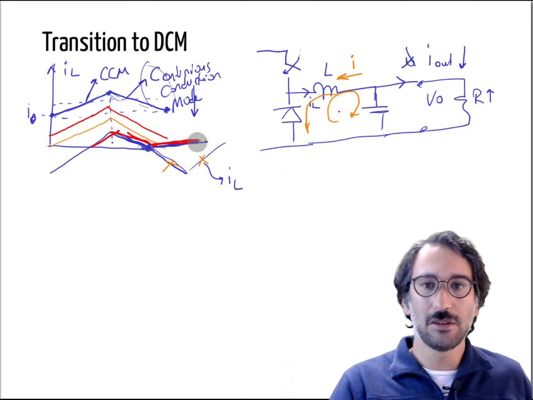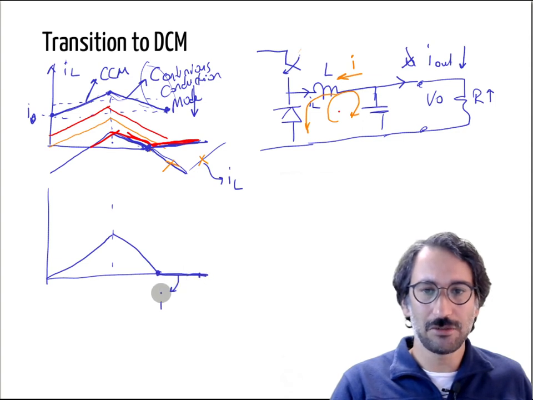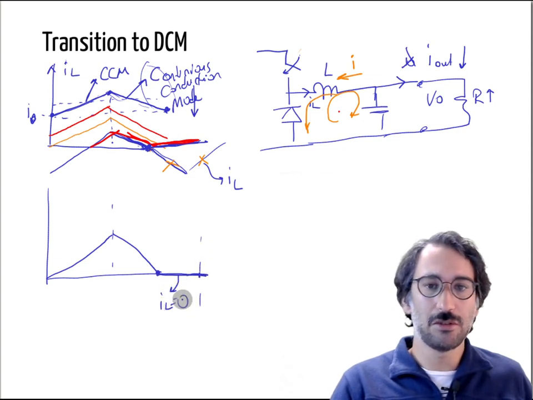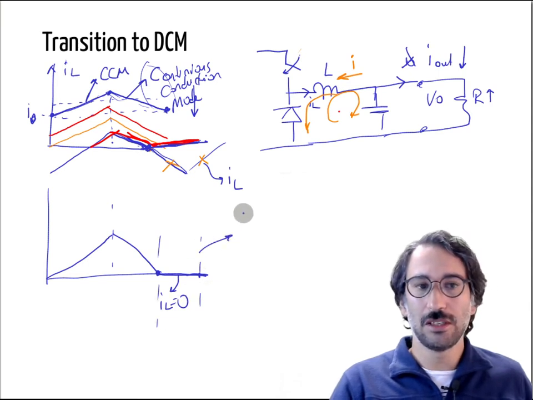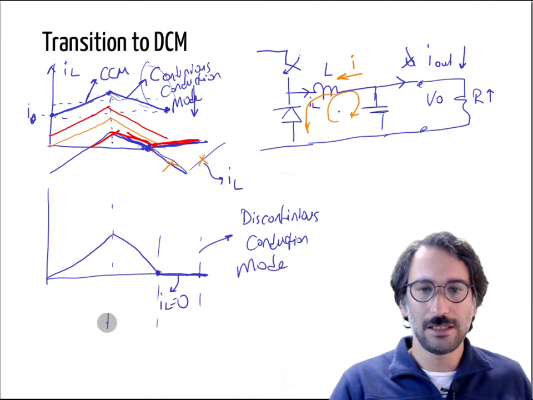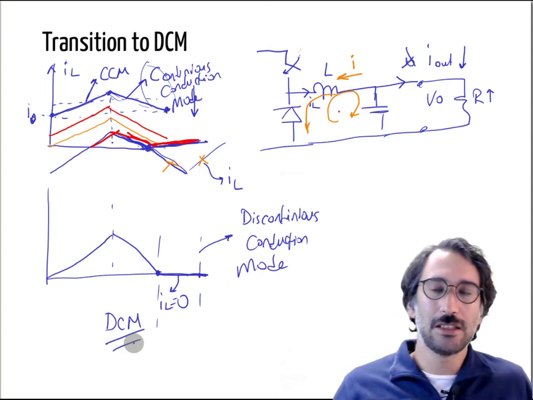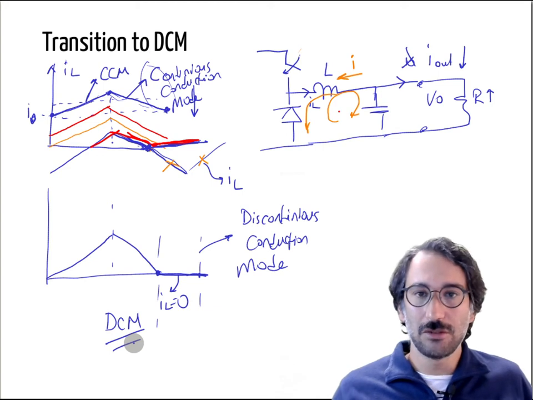However, if you have that kind of waveform, let me draw it here, where it touches here and you have IL equal to 0 for some time, this is called discontinuous conduction mode, or DCM in short. So DCM is not a bad thing, but the characteristics of our converter change, so we need to be careful about our calculations.